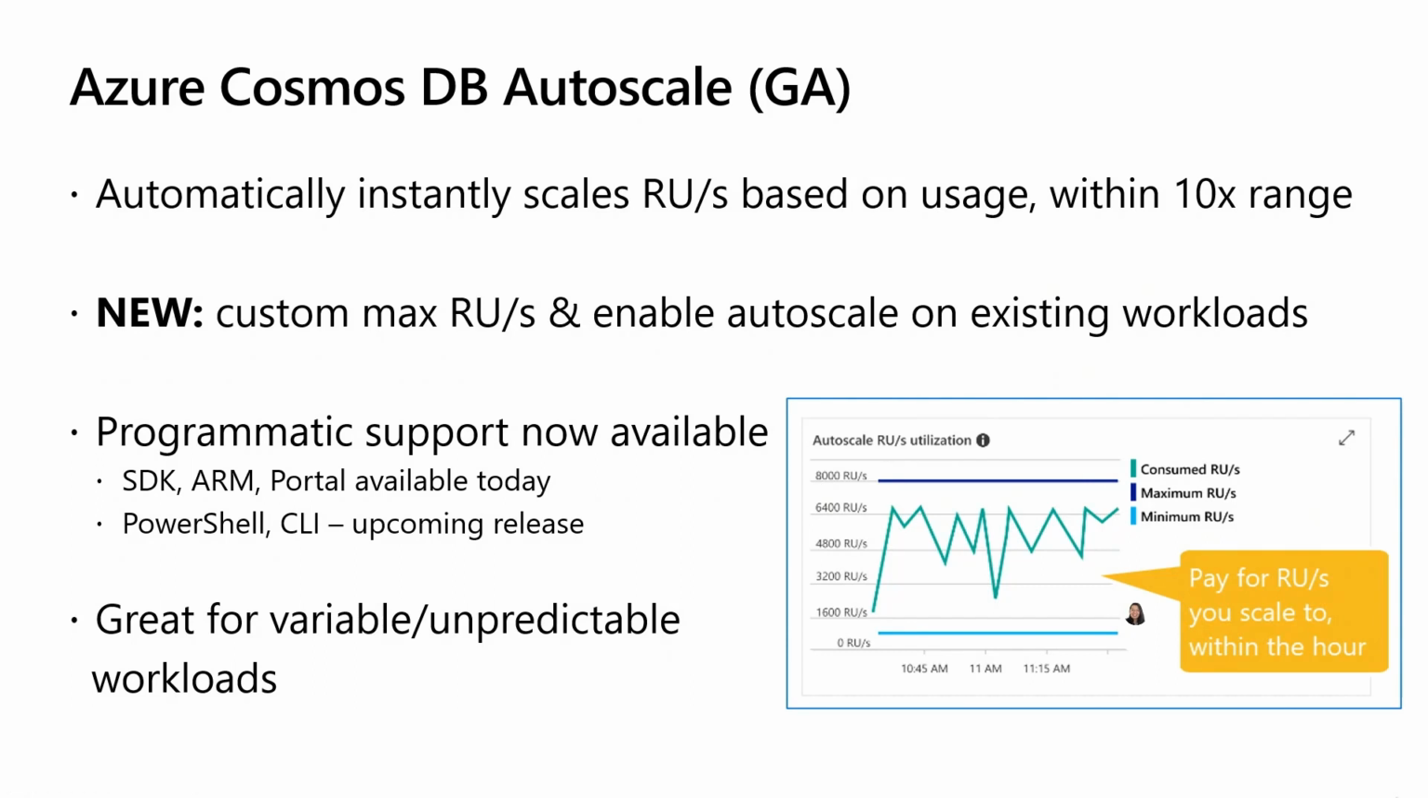This is really great for variable and unpredictable workloads where we don't have a lot of consistent traffic. And this is going to help us optimize cost a lot, because the moment that Cosmos DB sees that there's no traffic against my database or container, it'll scale down to the minimum and we'll only pay for the minimum, which will help save us a lot of money. So let's go ahead and see Autoscale in action.